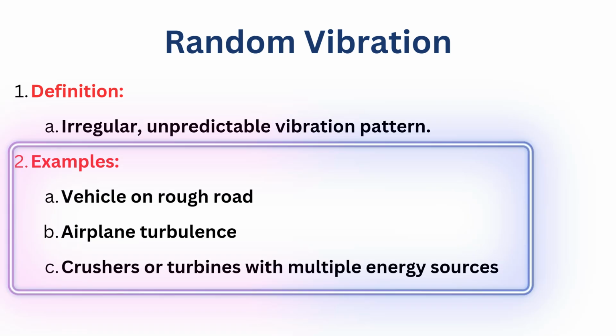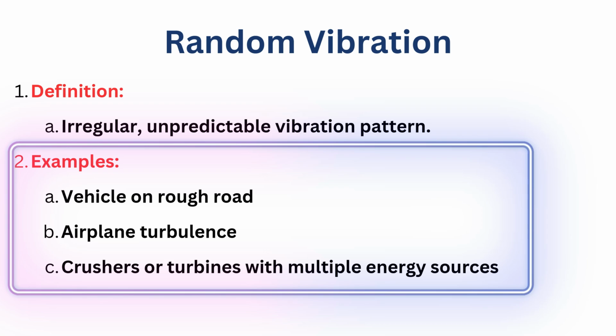So in industries, these random vibrations often appear in large or complex machines. You will be seeing such random vibrations in machines like turbines, crushers, or big gearboxes, where many sources of energy interact together.